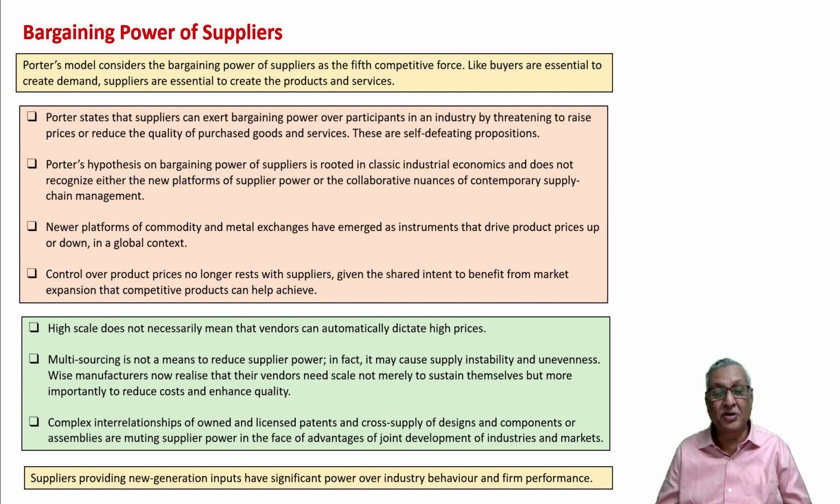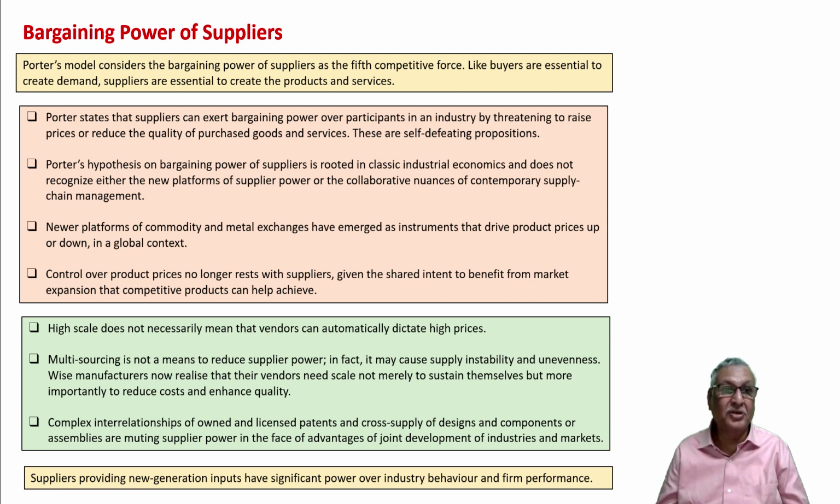Wise manufacturers now realize that their vendors also need scale, not merely to sustain themselves, but more importantly to reduce costs and enhance quality and even be capable of technologically advancing the current generation products. We have now complex interrelationships of owned and licensed patents and cross-supply of designs and components or assemblies. These are muting supplier power in the face of advantages of joint development of industries and markets.